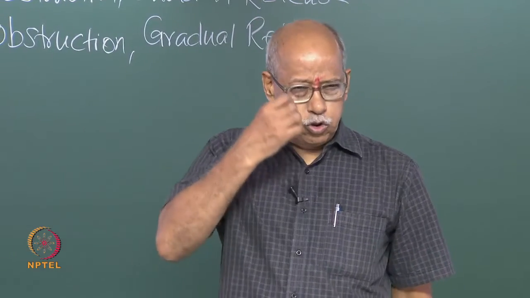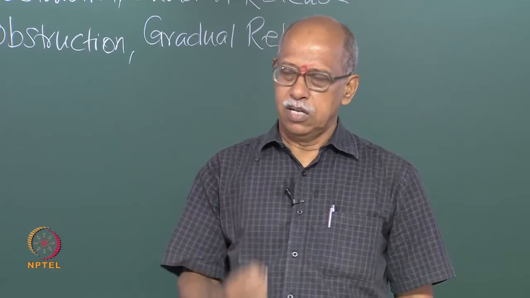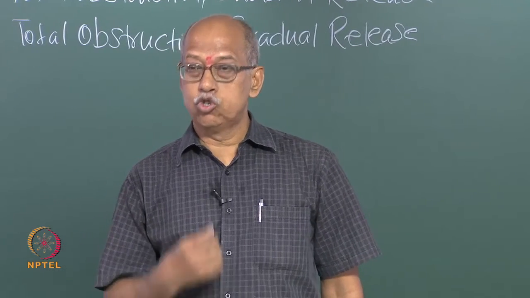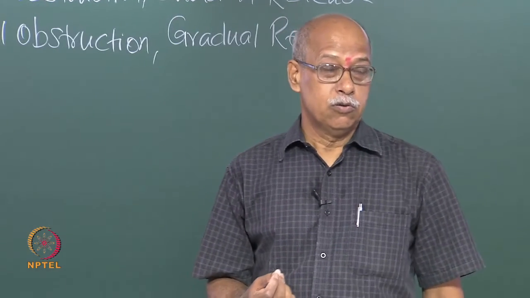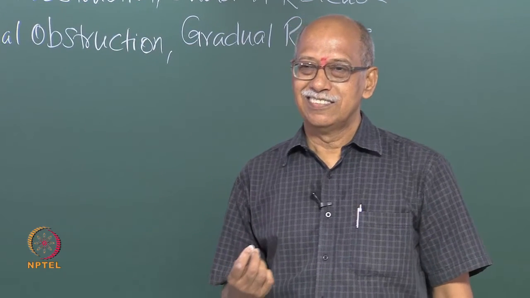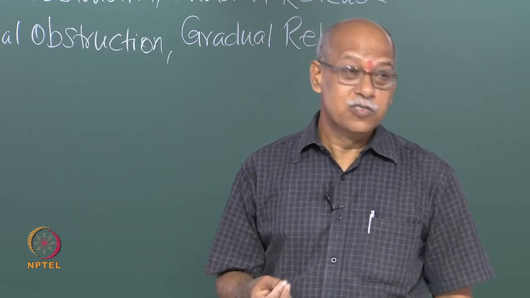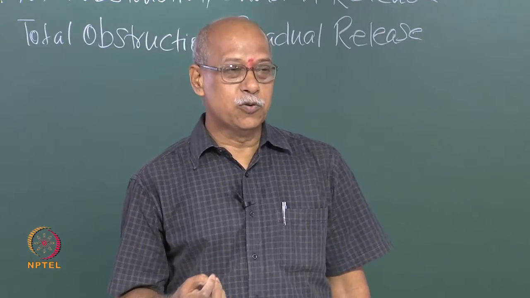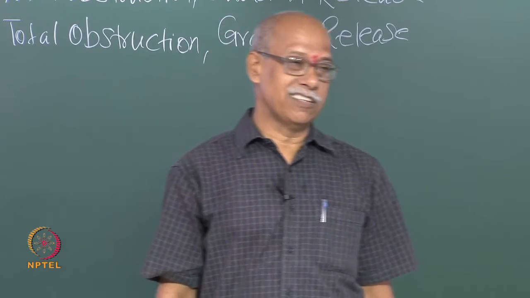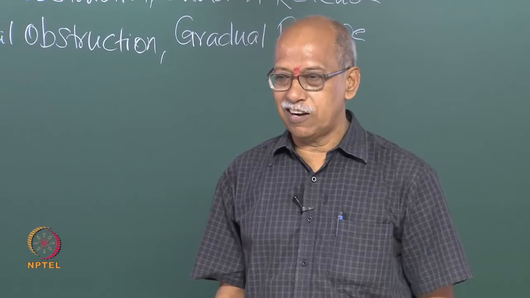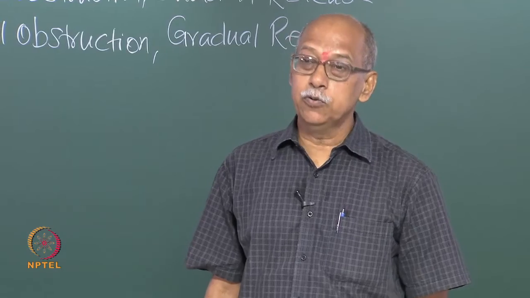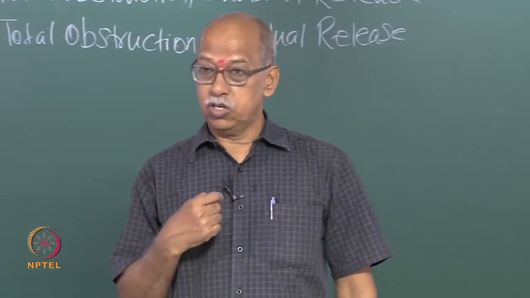This is a total obstruction and gradual release. Similarly, they have j, as in judge, as in Jew. Which Jew? One who lives in the zoo park or in Israel? Jew, not zoo. English has zoo. So when you go to Hyderabad, you go to Nehru Zoological Garden. That zoo comes from the tip of the tongue. But this is j, Jew.